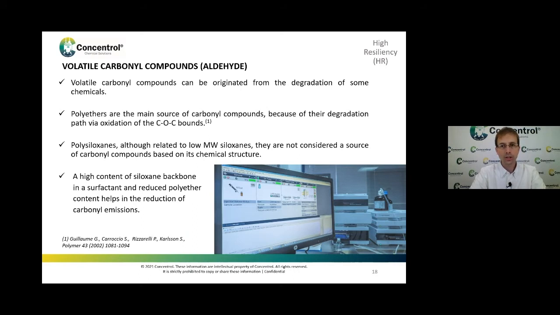They only consist of silicon-oxygen-silicon bonds and silicon-carbon bonds, and none of them can be degraded by a path that generates carbonyl compounds. So considering both points, and in order to prepare silicone surfactants with lower contribution to the aldehyde emissions, the reduction of the polyether content in the surfactant has been found to be the best option.